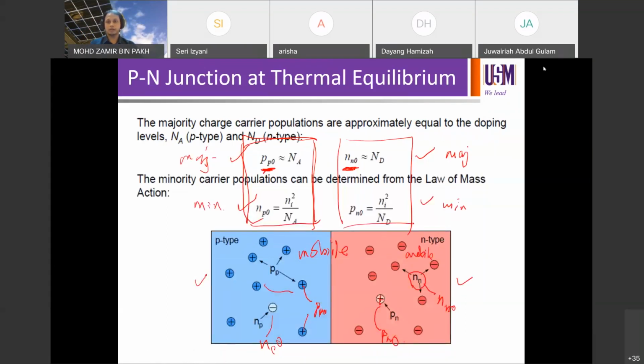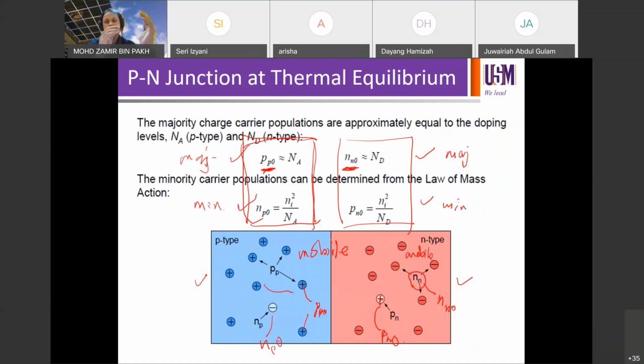Majority carriers are holes, right? Okay, clear? So these holes in the blue region, remember when you join the P and N, the holes will diffuse into N-type, and the electrons will diffuse into P-type, the opposite region, right? The moment holes diffuse into N-type, they started in P-type. You have to be clear of this. Originally from P-type, now holes are diffusing into N-type. When holes diffuse into N-type, the holes will now become minority carriers.